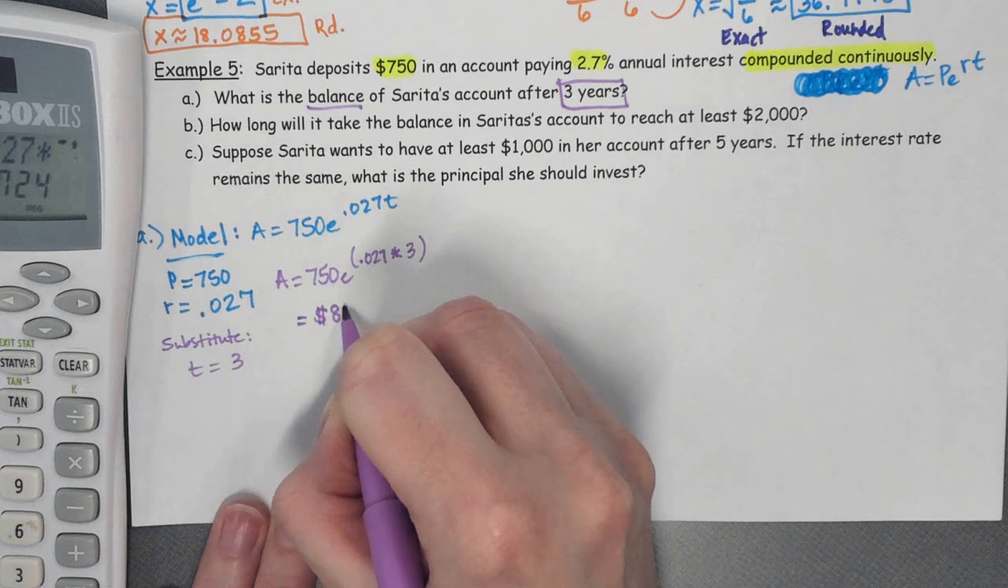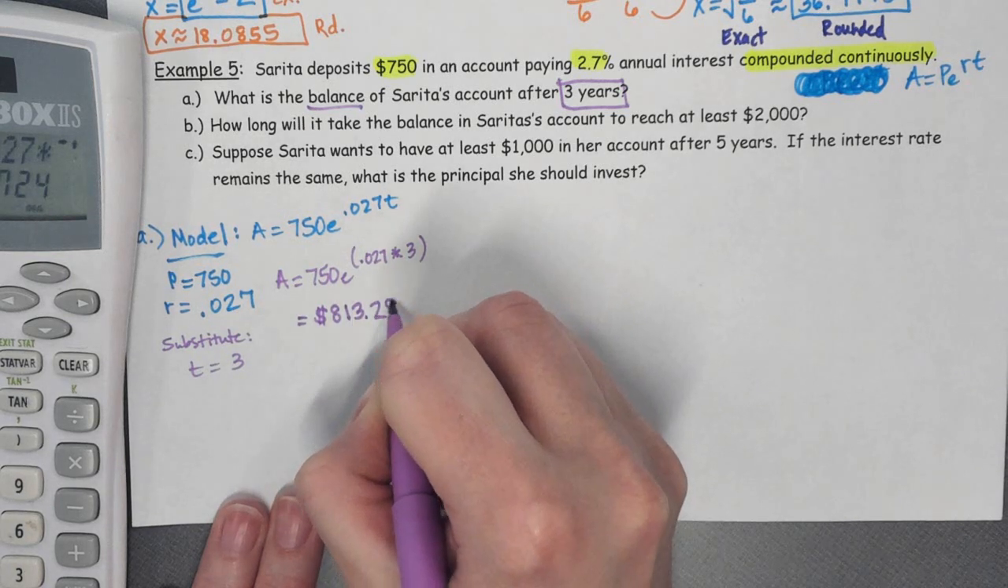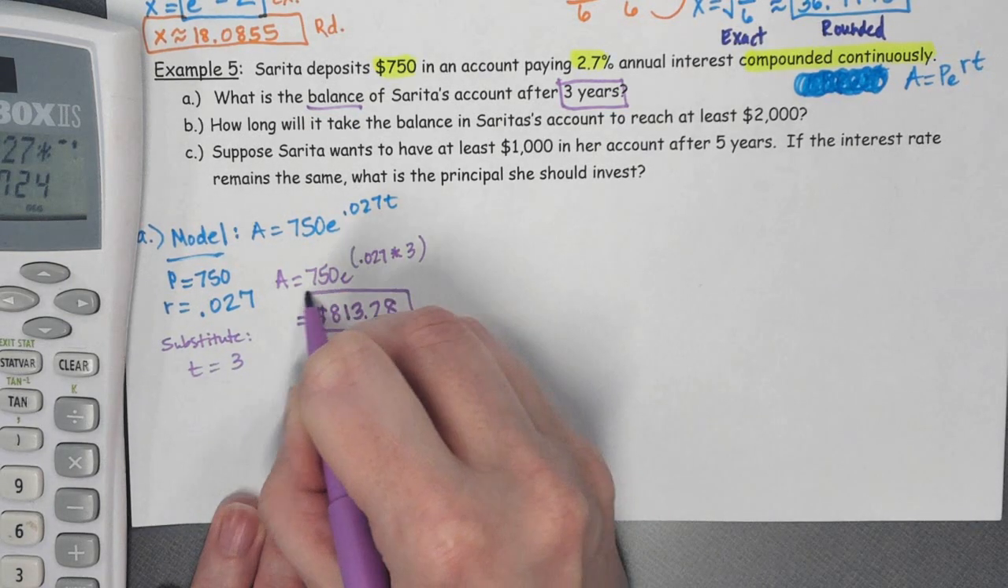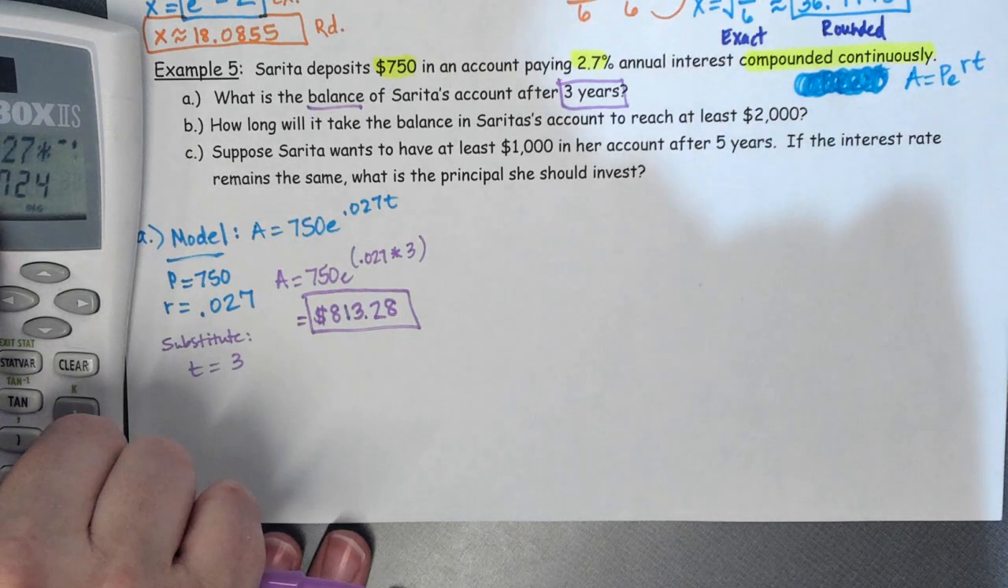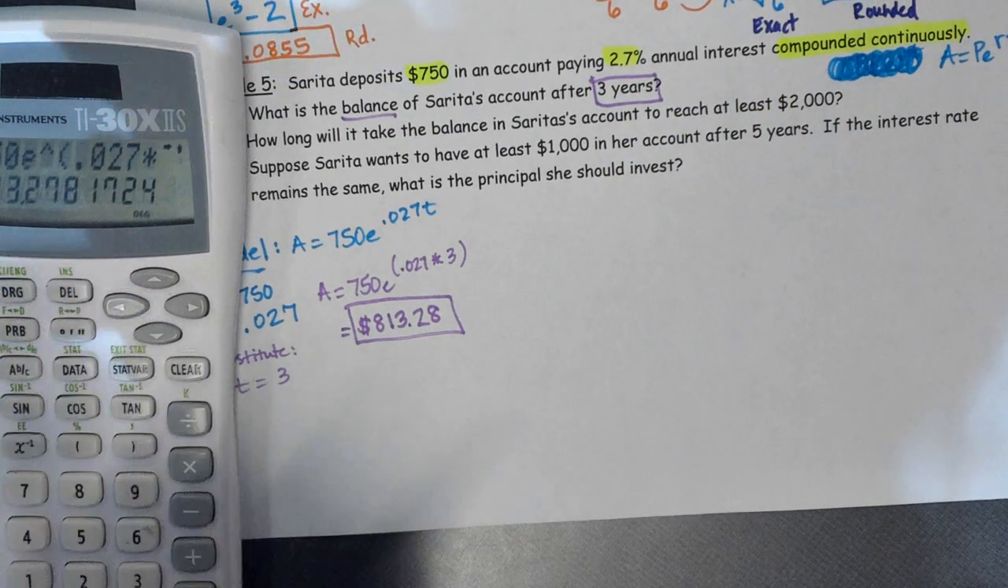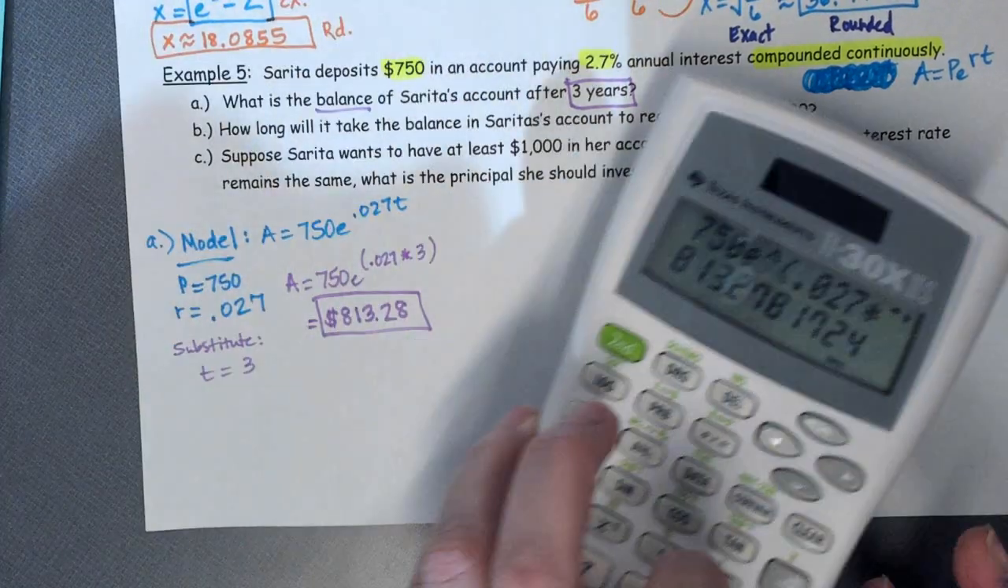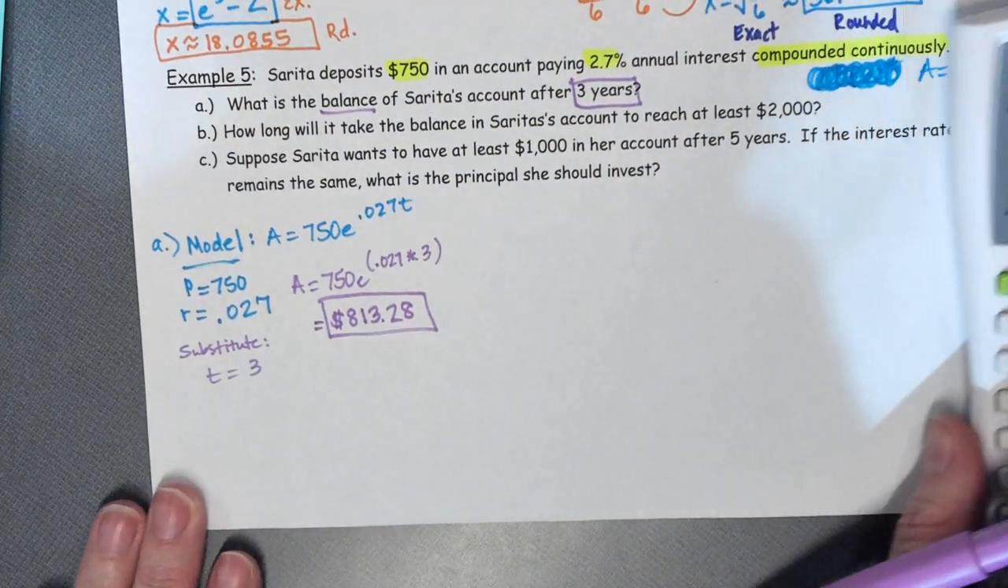Okay, so we have $813.28 when we round. That 8 is going to push that up to a 28. So that's where you're going to plug it in.